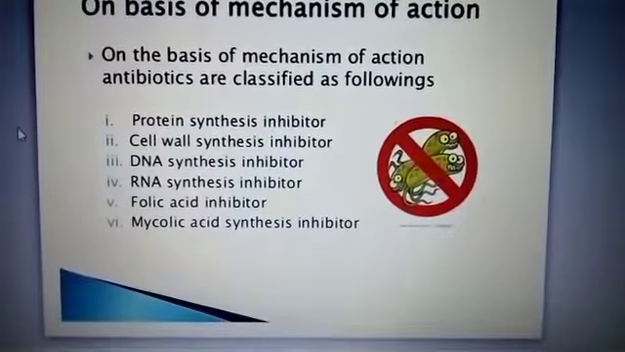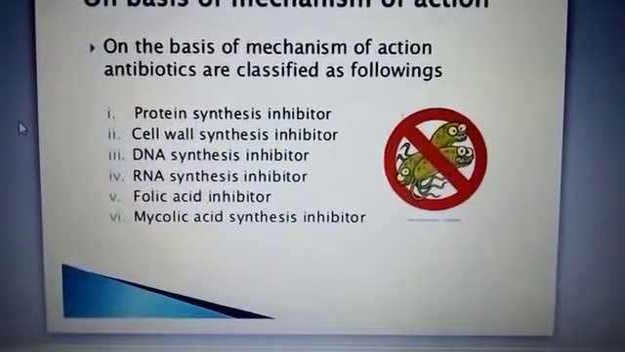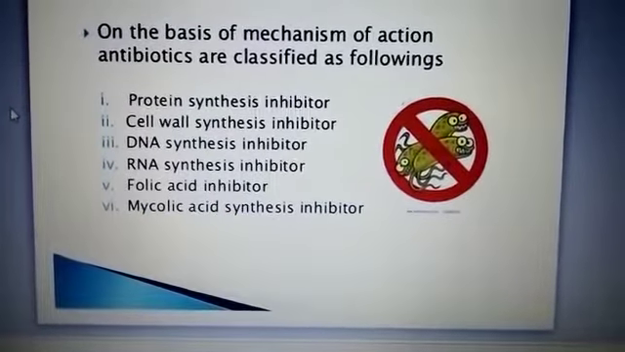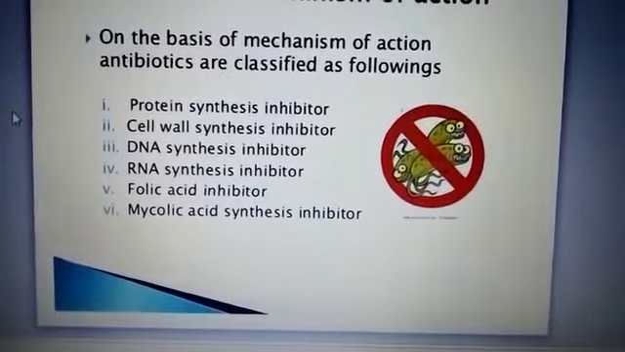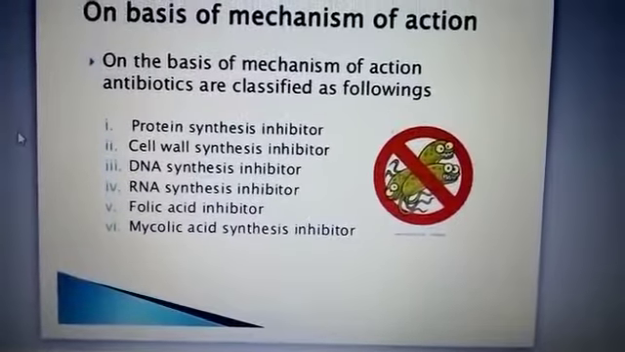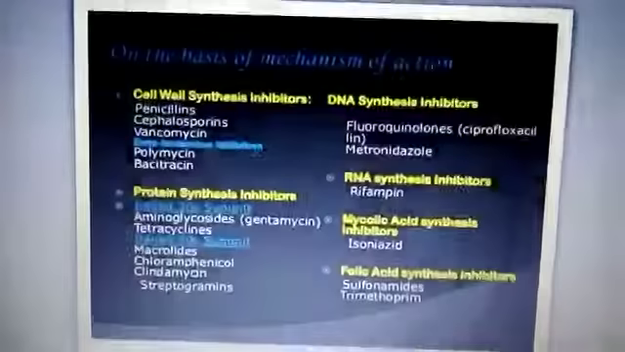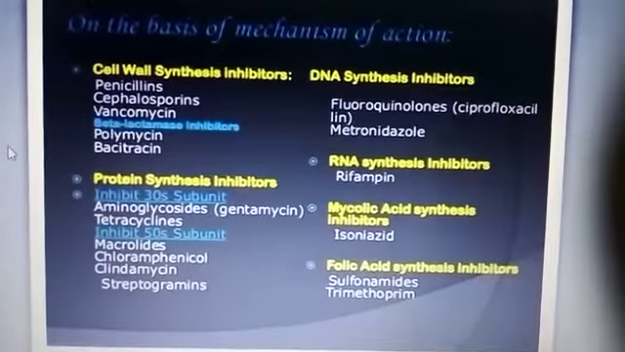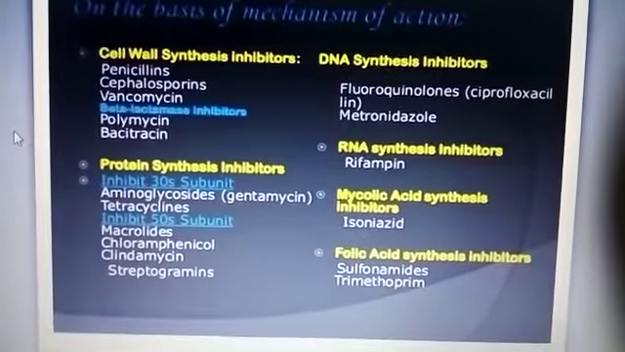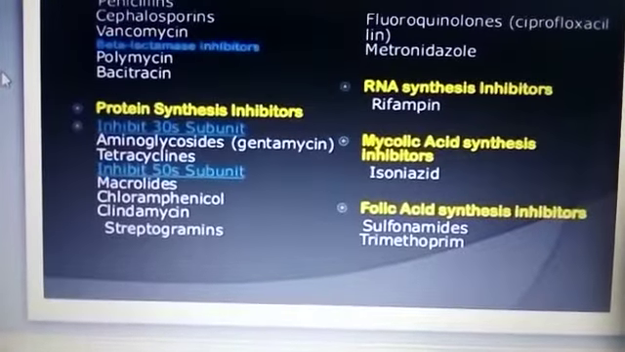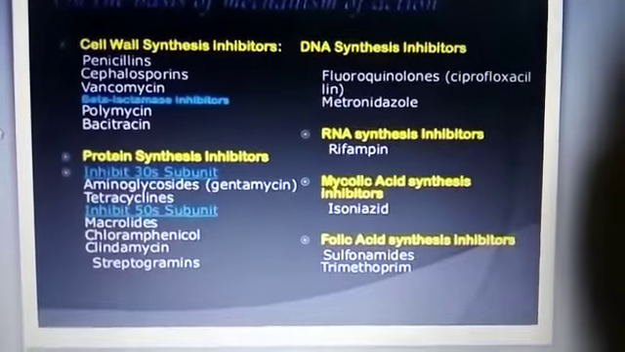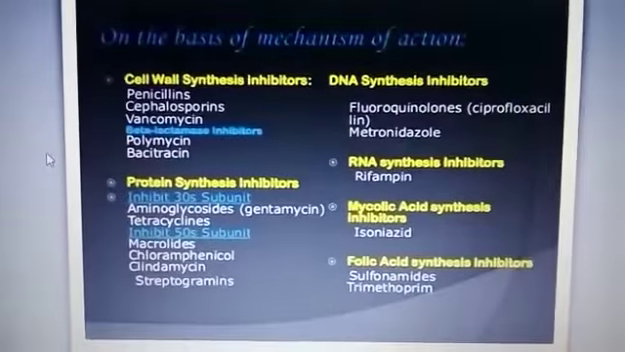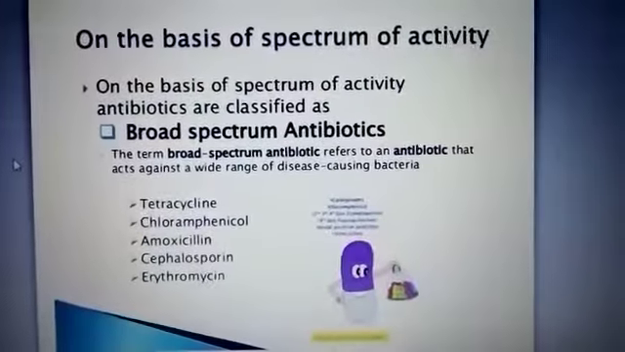So, on the basis of the mechanism of action, antibiotics are classified as following: protein synthesis inhibitor, cell wall synthesis inhibitor, DNA synthesis inhibitor, RNA synthesis inhibitor, folic acid inhibitor, and mycolic acid synthesis inhibitor. You need to learn this by heart in our syllabus. Then, on the basis of mechanism of action, cell wall synthesis inhibitors, examples are here. Then, protein synthesis, other examples are here. Then, DNA synthesis examples, RNA synthesis. Then, folic acid, mycolic acid, examples with the chemical names are there.